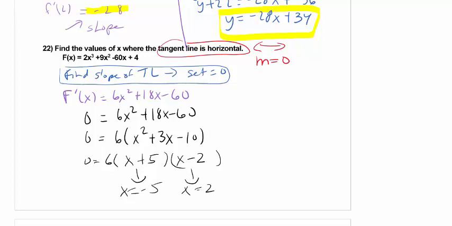What did it ask for? Did it ask for the points? Did it ask for the minimum? Did it ask for the maximum? This problem said find the x values. So I just did that. My answer would be x equals a negative 5 or x equals a positive 2.